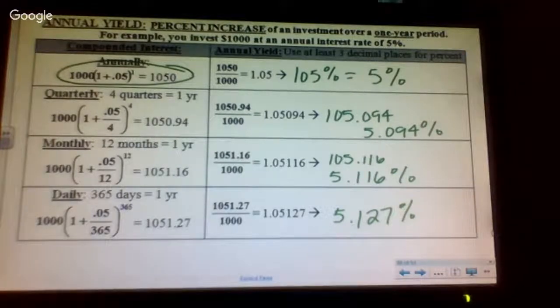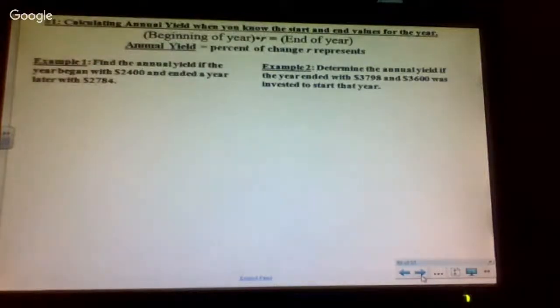If you want to make the most money though, which way are you going to compound it? We've got annually, quarterly, monthly, and daily up here. Daily. Okay, the more often you do it, the more money you make. Makes sense? Fantastic.